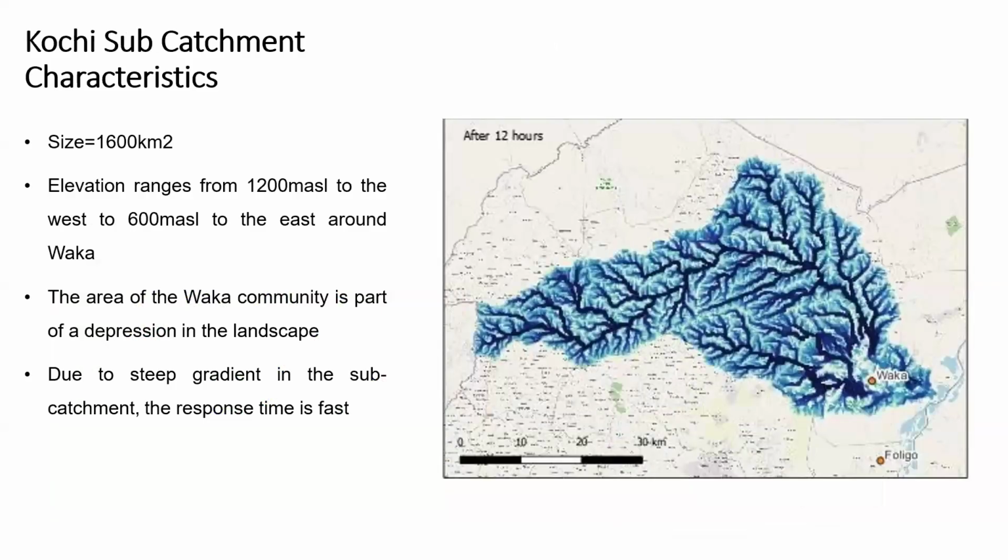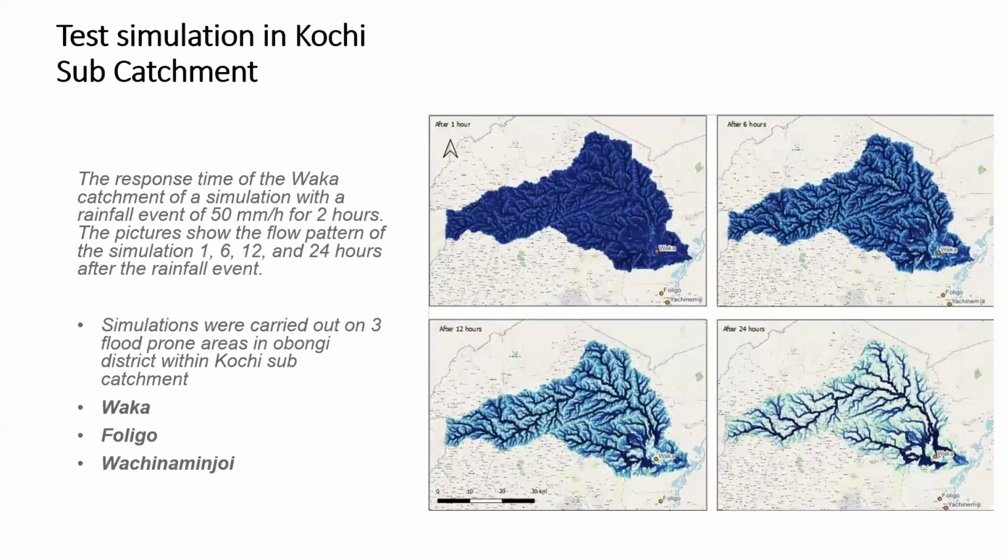Then we ran the model with the size of the Kochi sub-catchment, roughly 1,600 square miles. We delineated it, and then ran the model to see the inundations. On the right-hand side is depicted the model output. And then, just to select a sample, we tried to carry this out with a rainfall event of 50 millimeters per hour, but for 2 hours.